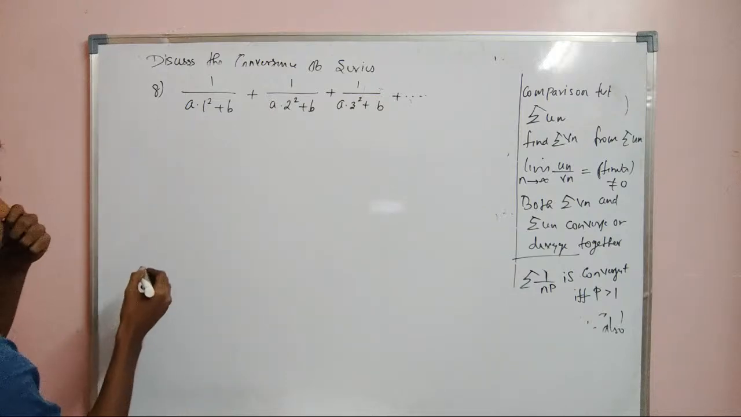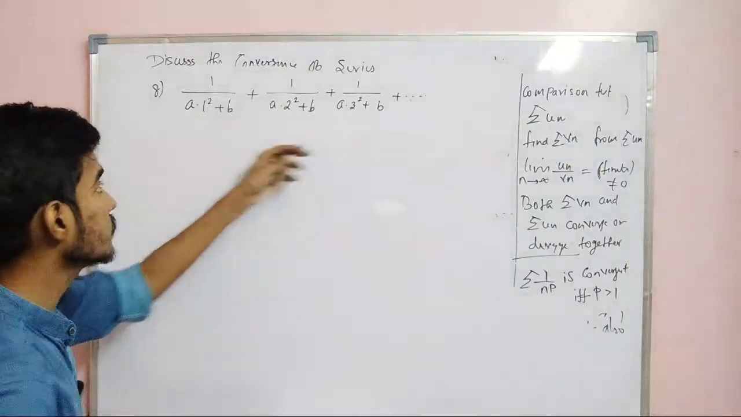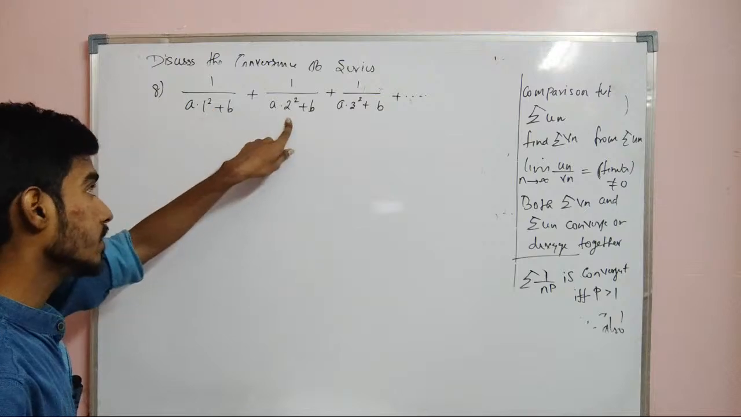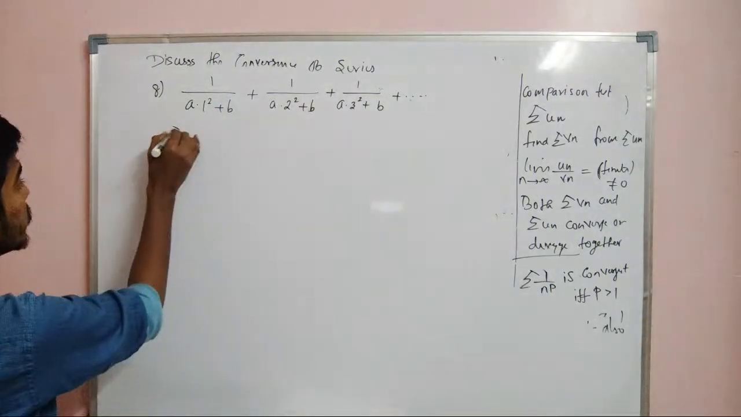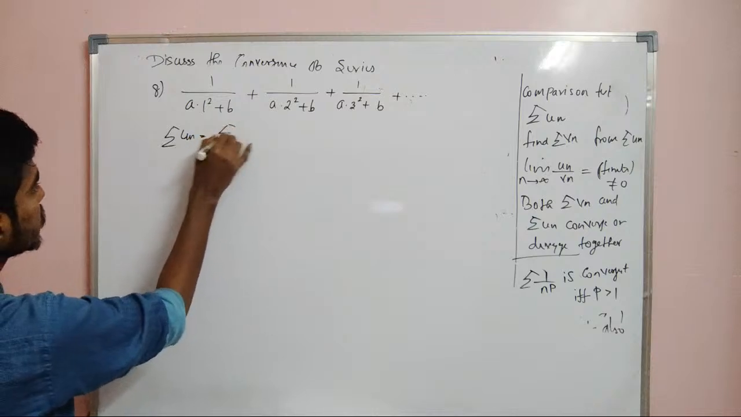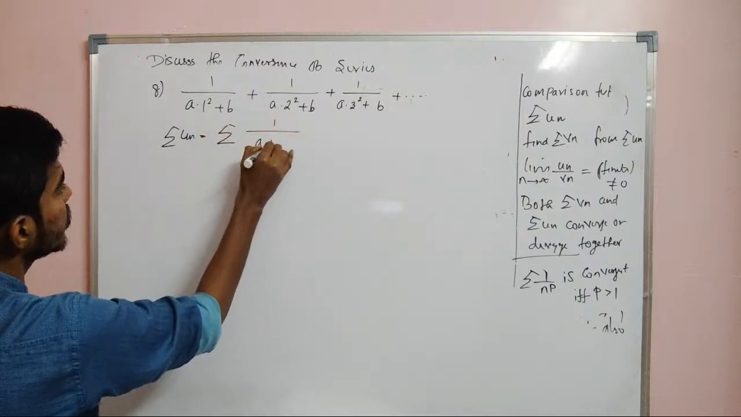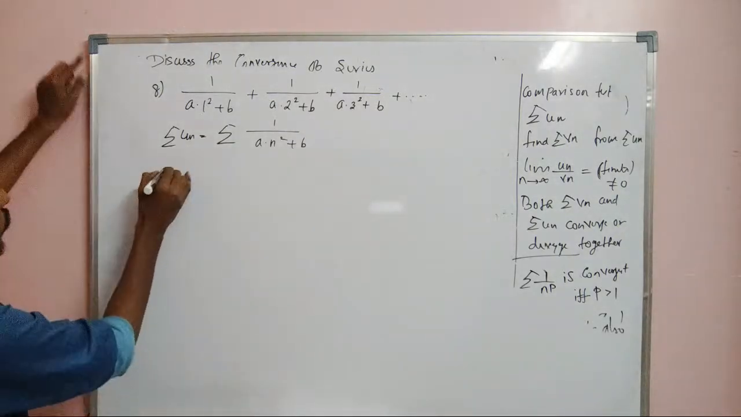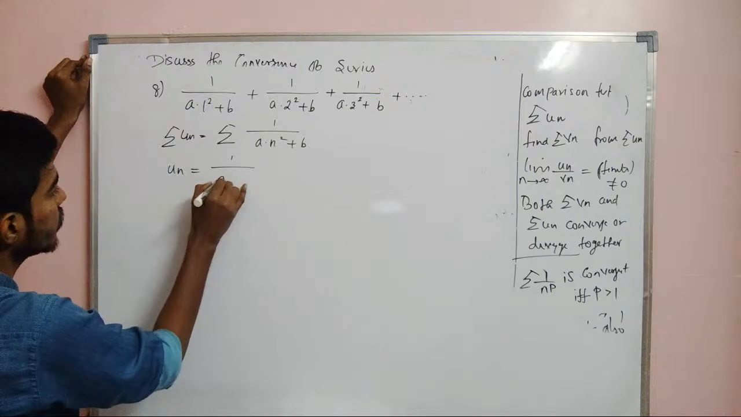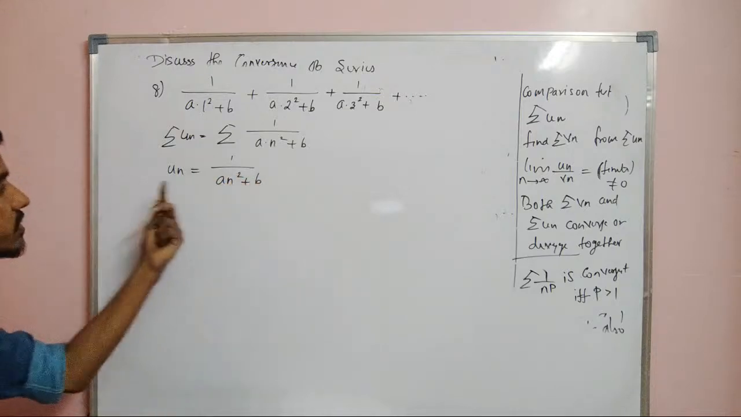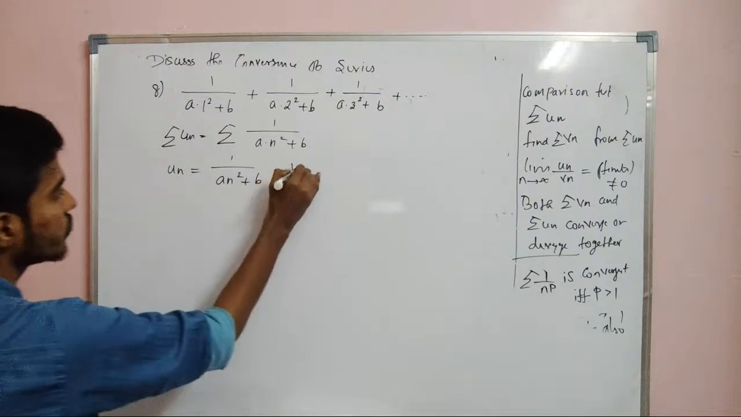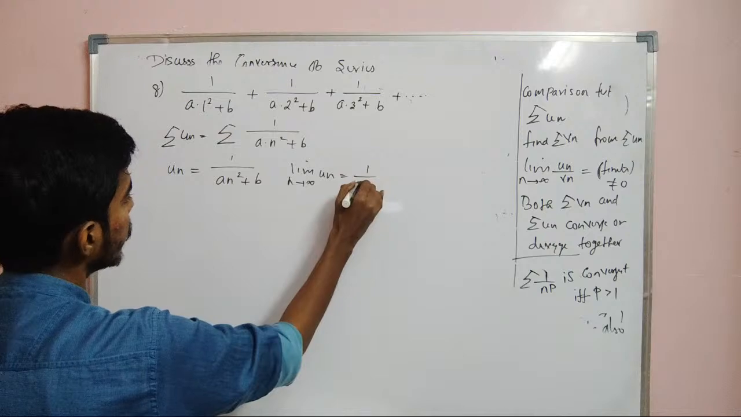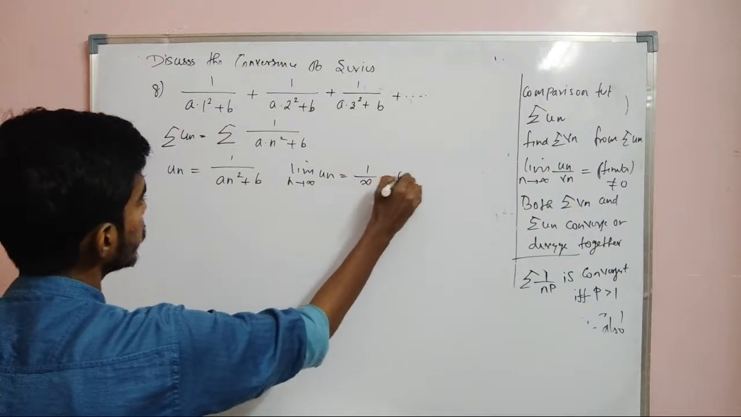Now what will be un? You can easily see a and b are in each term, so the only thing that is varying is n, right? If n is equal to 1, it is 1 square. If n is equal to 2, it is 2 square. And if n is equal to 3, it is 3 square. So therefore summation un will be summation 1 by a n square plus b. So our un is 1 by a n square plus b, and limit n tends to infinity un, this will be 1 by infinity, which is 0, right?